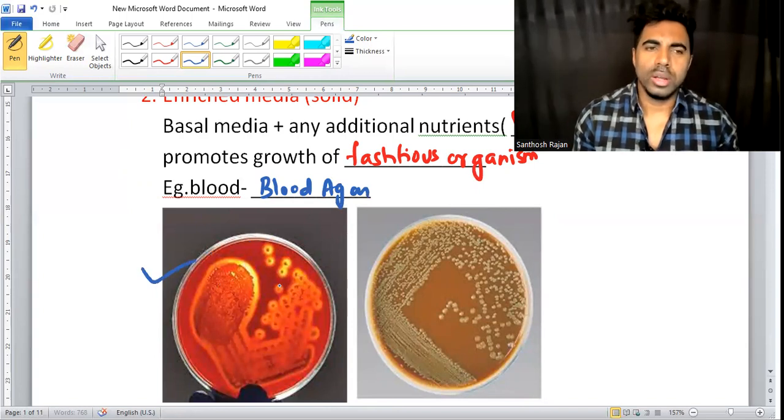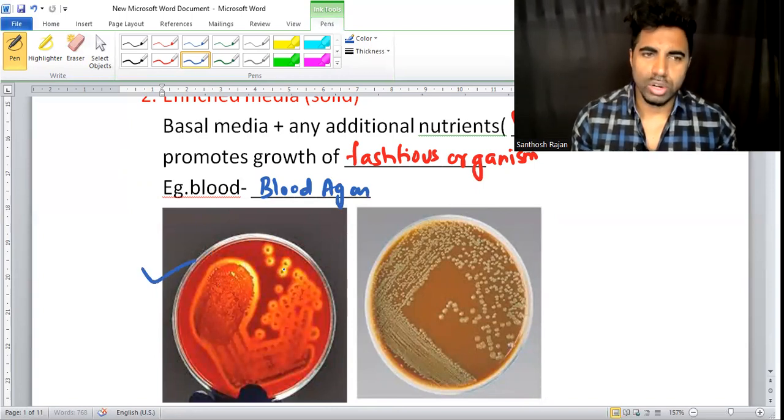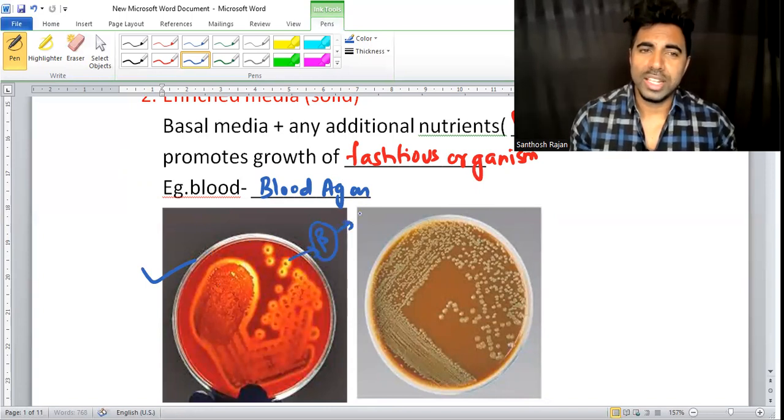Blood agar. In this picture, you can see hemolysis; it's a beta hemolysis. When you talk about beta hemolysis, what is the classic example? Staphylococcus, all the staphylococcus, and which one? Streptococcus pyogenes. Okay, Streptococcus pyogenes. That is group A Streptococcus pyogenes.